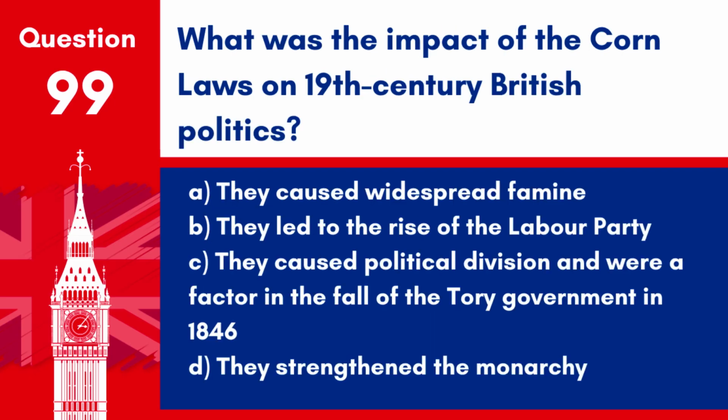Question 99. What was the impact of the Corn Laws on 19th century British politics? A. They caused widespread famine. B. They led to the rise of the Labour Party. C. They caused political division and were a factor in the fall of the Tory government in 1846. D. They strengthened the monarchy. Answer: C. They caused political division and were a factor in the fall of the Tory government in 1846. The repeal of the Corn Laws marked a significant turning point in British economic policy and party politics.